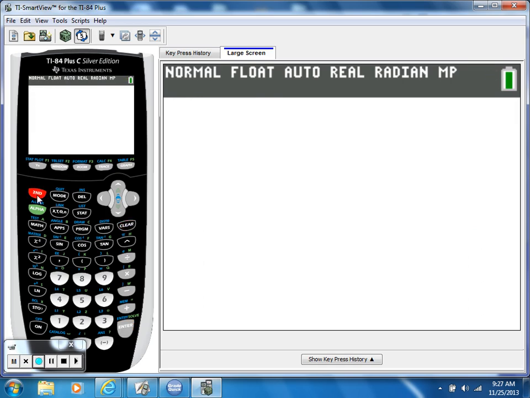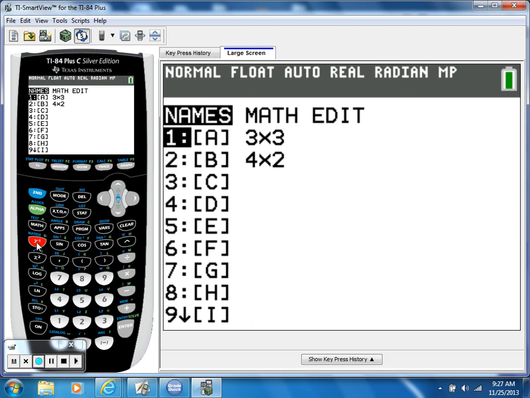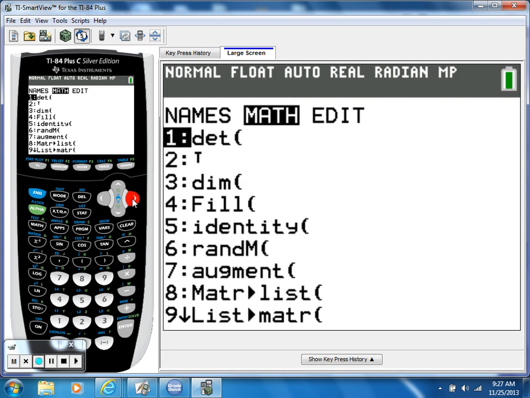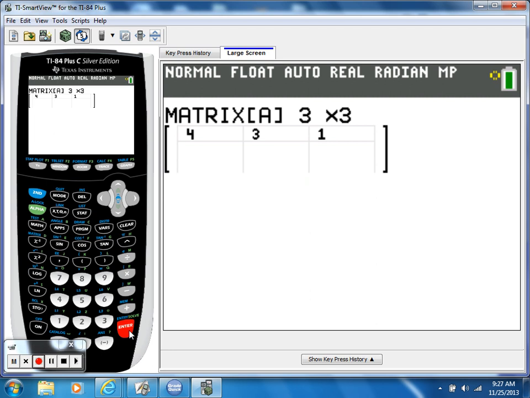So I went to second matrix. I went over to edit. And I clicked enter, and I edited letter A to be that 3 by 3 matrix right there. And I'll give you a second to catch up.